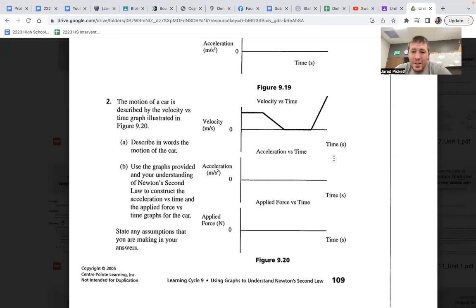Okay. What should my applied force versus time be? Again, they're directly related. And so whatever the shape of this graph looks like, it should look like this. Again, making that connection between applied force and acceleration. What's the assumption that we're making? That there's no friction, right? We're assuming that there's no friction that's occurring.